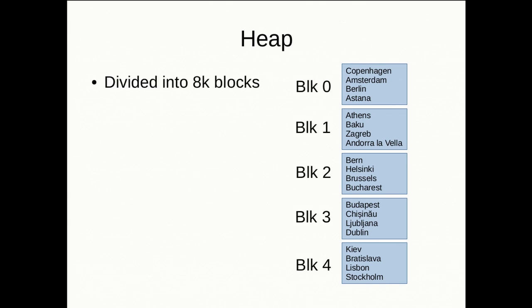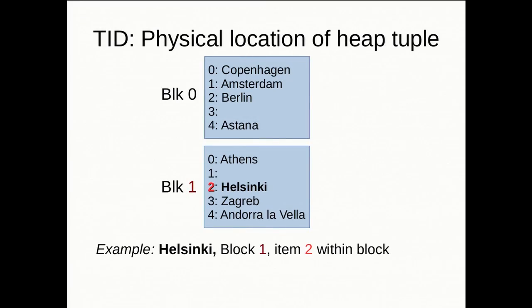It is divided into 8 kilobyte blocks, unless you compile yourself with a different size. But for the purpose of this presentation, let's assume that it's 8 kilobytes. All the blocks are numbered 0, 1, 2, 3, 4, 5, 6, and so forth. It's a 32-bit integer we use to represent that. And within each page, there is a slot, so to speak, for each tuple. And some of the slots can be empty. So if you want to know the physical location of a tuple, you can always address it by the block number and which slot or which item on the page.